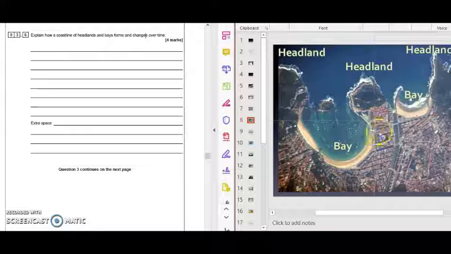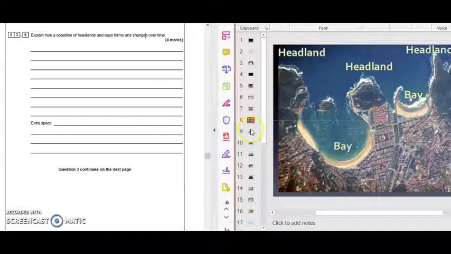Now, bays often have sand at the base of them because the waves hit the headland and they slow down. And as the waves slow down, all the beach material, in this case sand that they are carrying, they drop because the waves are quite constructive at that point. Now, from there, we can still carry on. Just because we've got headlands that are sticking out in bays, what is the next step that happens?